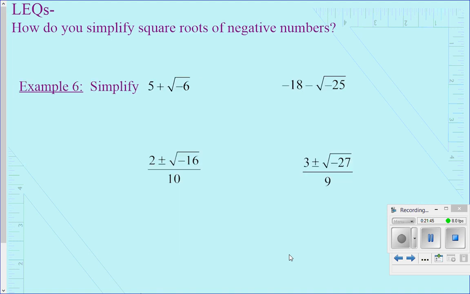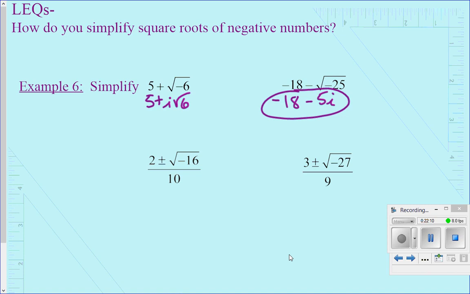Next, let's try a few more. So if I simplify 5 plus the square root of negative 6, I'm going to write 5 plus i times the square root of 6. Next, negative 18 minus the square root of negative 25. Well, the square root of negative 25 is 5i. So negative 18 minus 5i. And that doesn't simplify further because that's a complex number with the real part first and the imaginary part second.